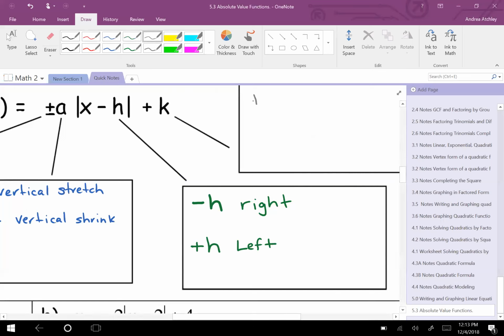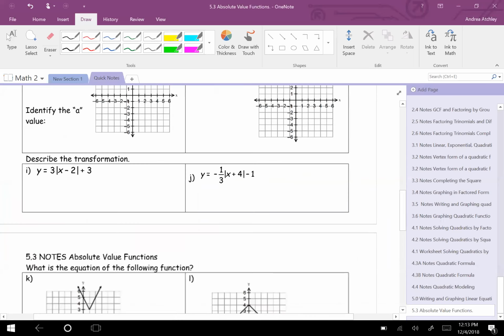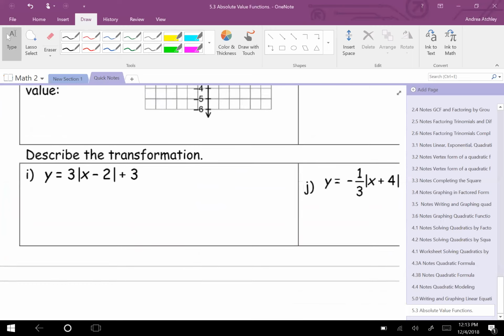Our K value is the Y value, so it shifts up and down. And it's just like we think. Positive K is going to move up, and a negative K will move down. Any questions over that? Okay, we're going to use this now to describe the transformations. So we're going to skip the graph for a second and just describe the transformations.